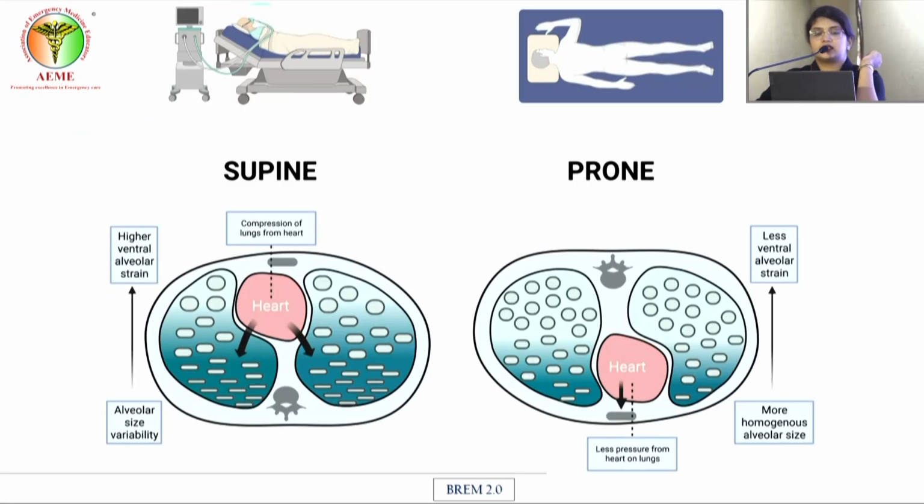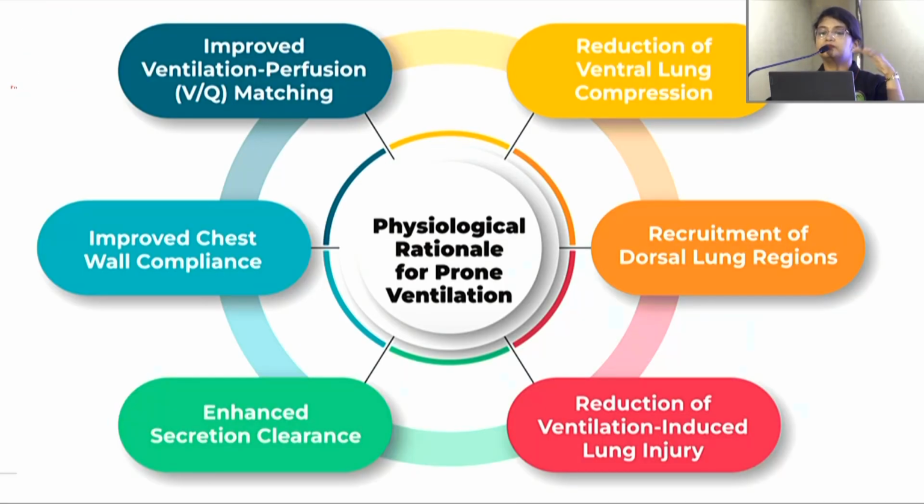So what happens in supine position? You can see that the weight of the heart and the mediastinal structures will compress the lung, and also there is higher strain on the ventral alveoli. So there is alveolar size variability, as you can see in the first picture. What happens when I put the patient in prone position?